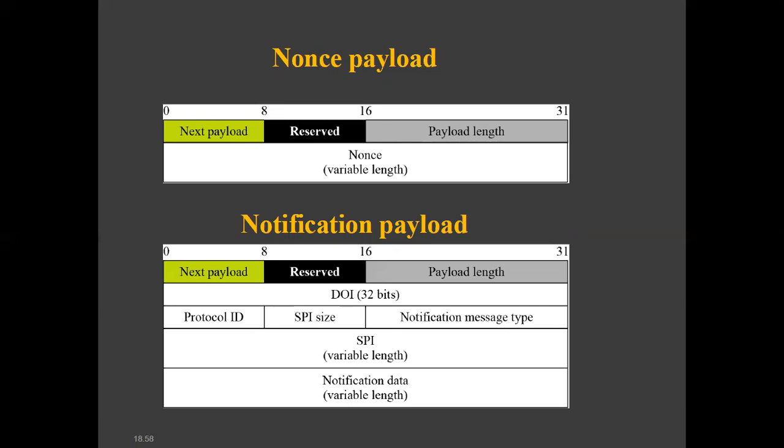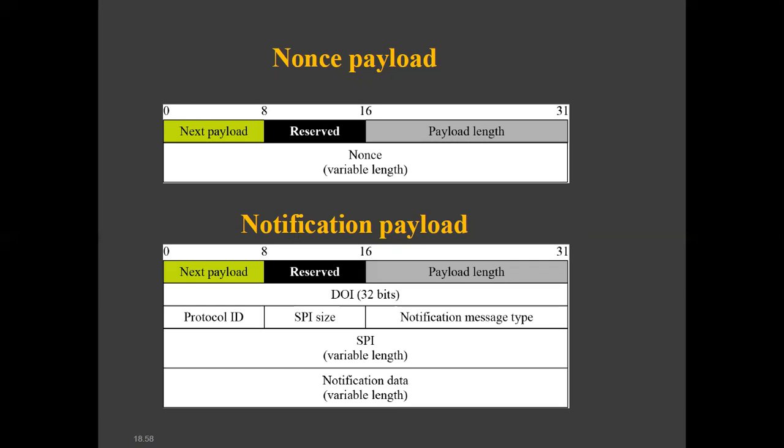Then here we have a protocol ID. This 8-bit field is the same as that defined for the proposal payload. Then we have an SPI size. This is an 8-bit field, the same as that defined for the proposal payload. Then the notification message type. The notification message type is a 16-bit field which specifies the status or the type of error that is to be reported. The different notification types we are going to see in the next slide. Then we have an SPI. This is a variable length field, the same as defined in the proposal payload.